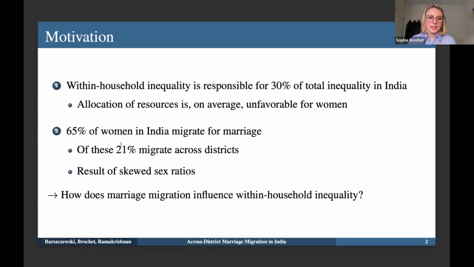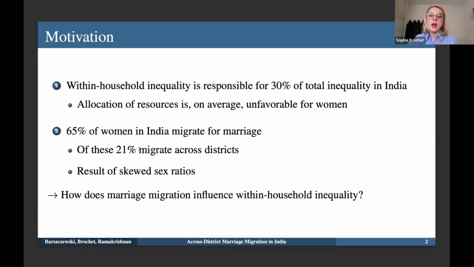Then on the other hand, something that's important in households in India is the way they are formed, and it's the fact that it's common for women to migrate for marriage. So first, something about the context. In India, the system is what is referred to as patrilocality of marriage, and that means when they get married, women move to the household of their new husband. And so to do so, a lot of women migrate to another place than the one where they were born. Of all women who migrated in their lives, 65% did so specifically in order to get married. And of these, about one fifth migrated across districts.